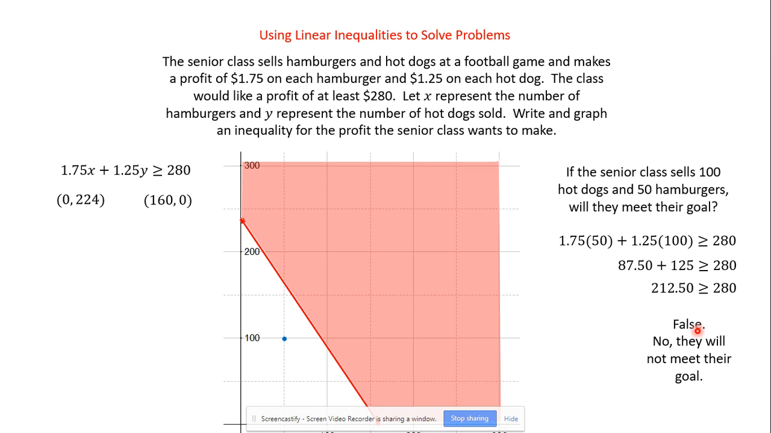Anyway, so that is linear inequalities in 2 variables. Graphing: sometimes you'll have to solve some inequalities for y. Finding the intercepts is the same as with equations. Graphing is the same, except is the line solid or dotted? And then you have to shade on one side or the other. And then setting up problems to solve them. And that would be it.